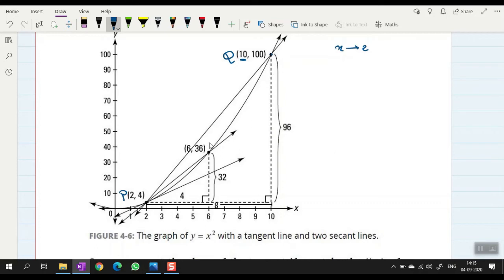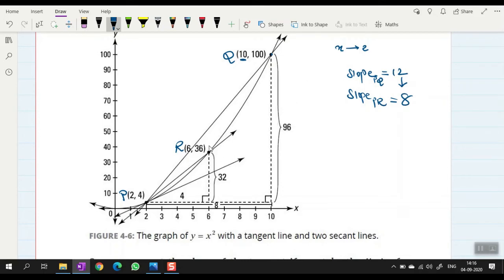If you bring point Q to point, let's say R, the slope of the secant PR becomes 32 upon 4, which is 8, right? The slope when the point was at Q was 96 divided by 8, which is 12. When the point Q slid along this curve and reached position R, the slope of PR became 32 by 4, which is 8. See, the slope reduced because the steepness of the line reduced.